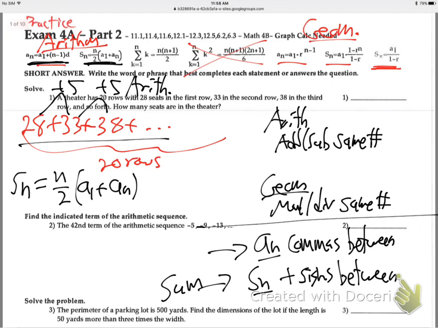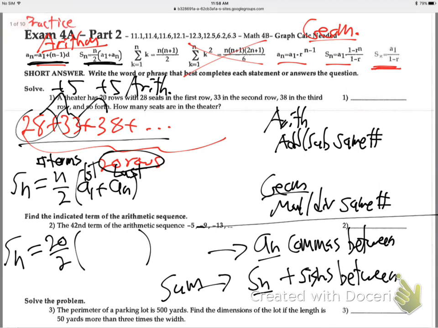What's the n always stand for? Number of terms, remember that? A sub 1 is always the first term, and a sub n is the last term. So number of terms is n, first term, last term. Okay, here we go. What's the number of terms? Do we know the number of terms? 20, yeah, that's the number of rows, right? There's 20 rows. Every row is a certain number of seats, right? So there's 20 terms in that list, huh? One for each row. So n is 20.